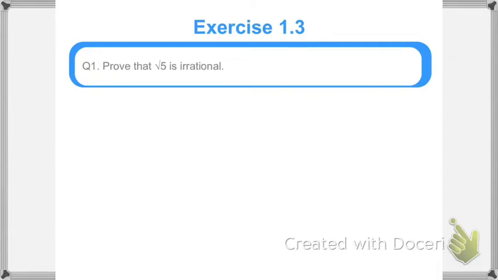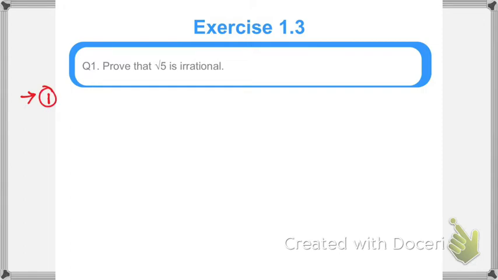Hey guys, in this video lecture we will be solving your mathematics class 10 exercise 1.3. So our first question is you have to prove that root 5 is irrational. So moving towards the proof part, we will first assume in step number 1 that root 5 is rational.